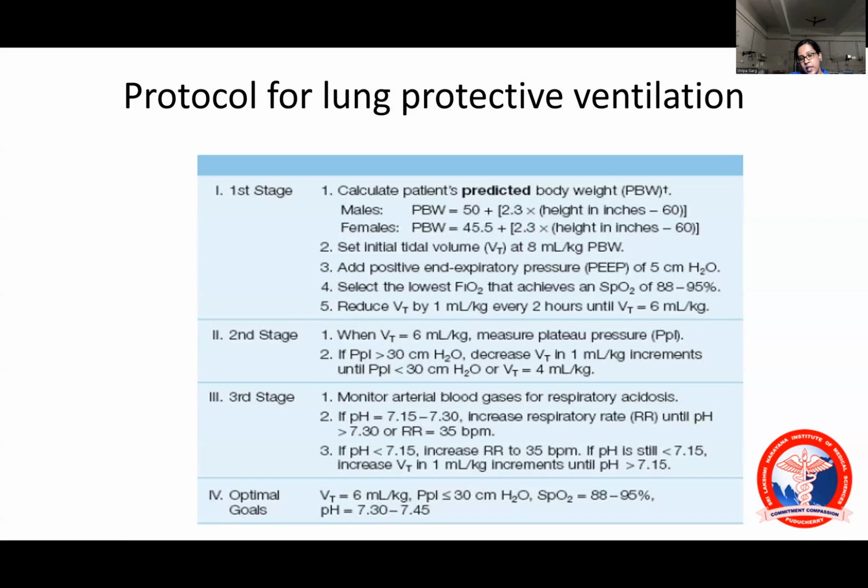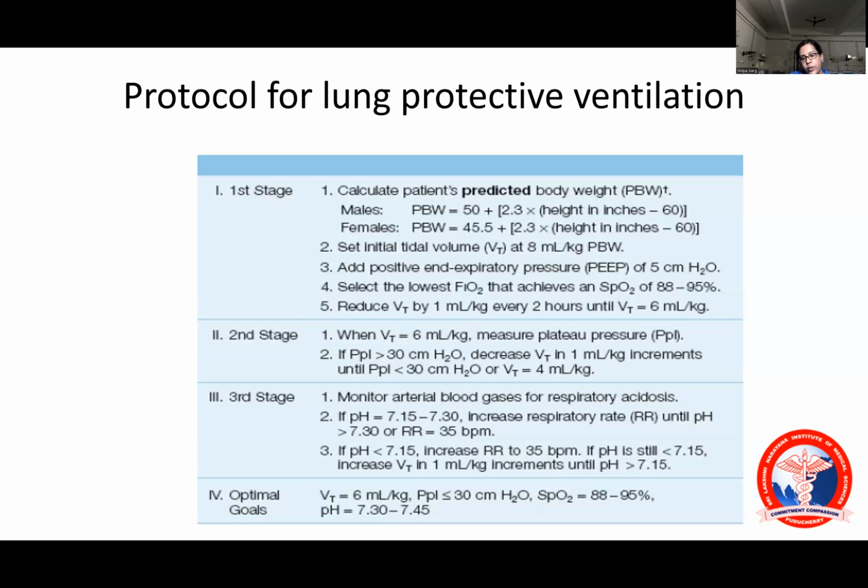If the pH is less than 7.15, we are going to increase the respiratory rate to 35. Despite increasing the respiratory rate to 35, if the pH is still less than 7.15, you can increase the tidal volume by 1 ml per kg, because PaCO2 is high because of this low tidal volume ventilation. To counteract that, you can increase the tidal volume by 1 ml per kg until pH is more than 7.15, because 7.15 is severe acidosis. So in order to raise it, you can compromise by increasing the tidal volume.